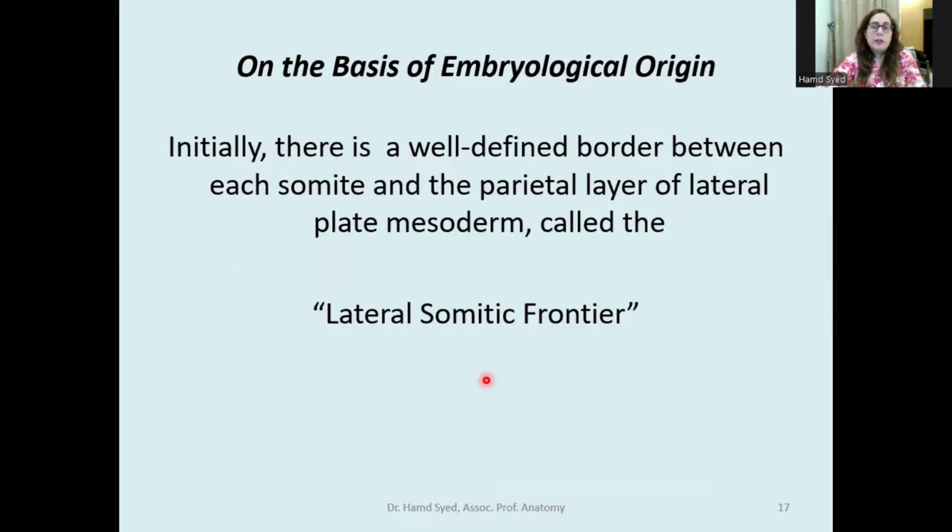There is also another method by which we can classify the muscles of the body, and that is on the basis of their embryological origin. Now, in this classification, we use a very important landmark, which is known as the lateral somatic frontier. What is the lateral somatic frontier? Well, initially, there is a well-defined border between each somite and the parietal layer of lateral plate mesoderm. This border is known as the lateral somatic frontier.